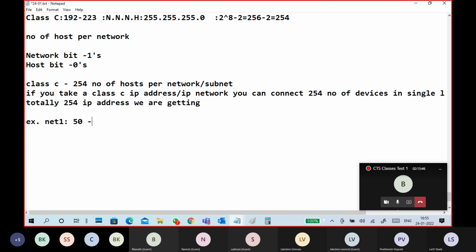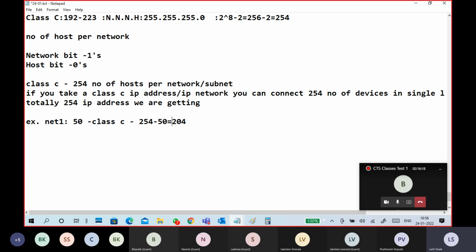Class A, class C. Because 254 is a maximum size, so it is better than class B and all. You are not wasting more IP addresses. How much you are wasting, we'll also see. You take class C, it means 254 IP addresses and 50 IP addresses you are using. So totally the wastage is 204 only.